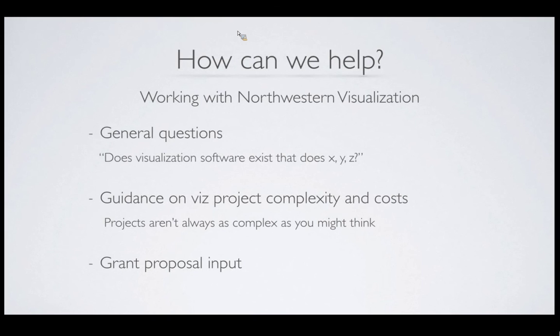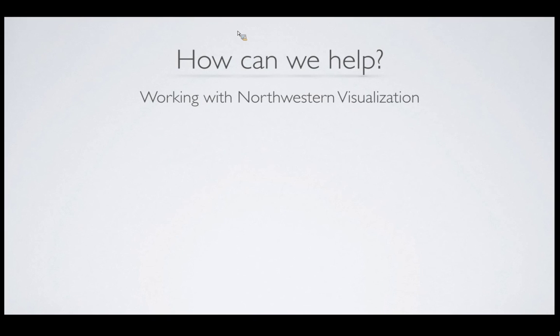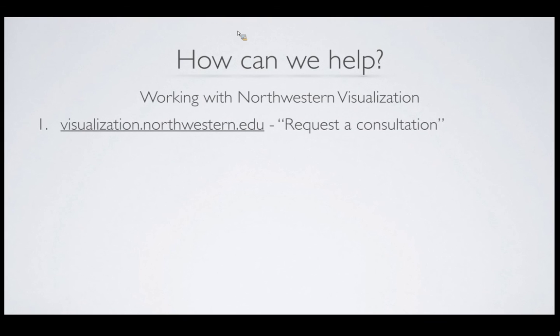So typically the way getting in touch with us works is we start with just requesting a consultation, which you can do at our website, which is pretty easy to remember. It's just visualization.northwestern.edu, and there's a link in there to request a consultation. And it's at that first meeting where we really start to try to understand your science and understand what you're looking to do from a visualization perspective.